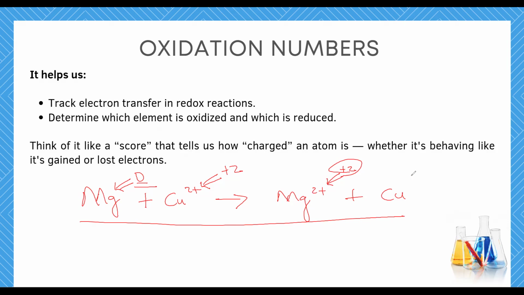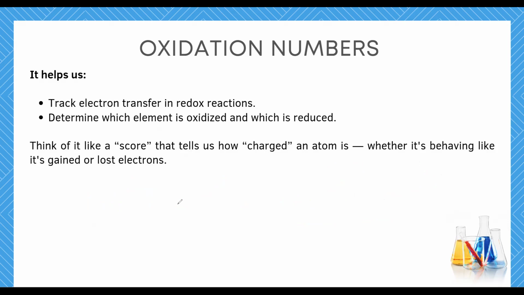And you can see over here, the oxidation number of copper is 0. It has reduced from +2 all the way to 0, which means it has gained electrons, which means it is reduced. So you can see how the oxidation number can help us to identify which element is oxidized and which element is reduced. Think of the oxidation number of an element like a score that tells us how charged an atom is.